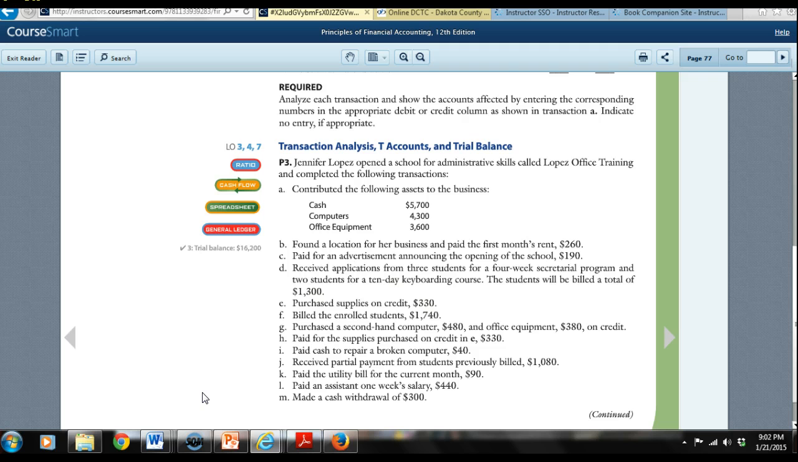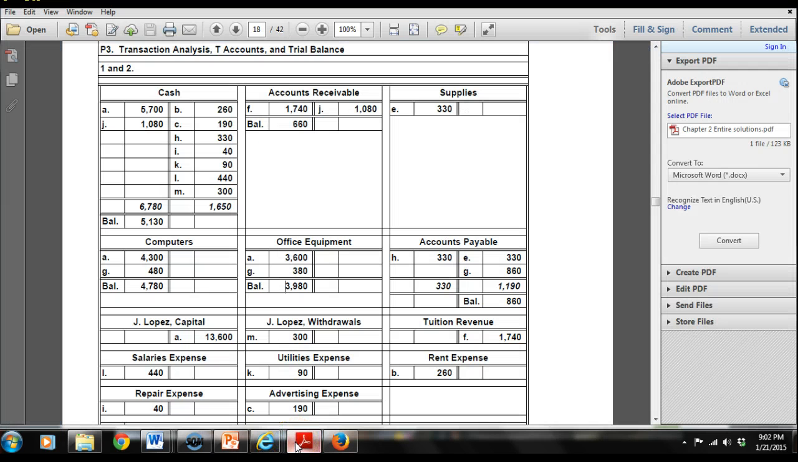Paid cash to repair a broken computer, $40. Cash and repair expense of $40. So we have I under cash is a credit of $40 because we're reducing our cash. Our repair expense, I, is a debit of $40.